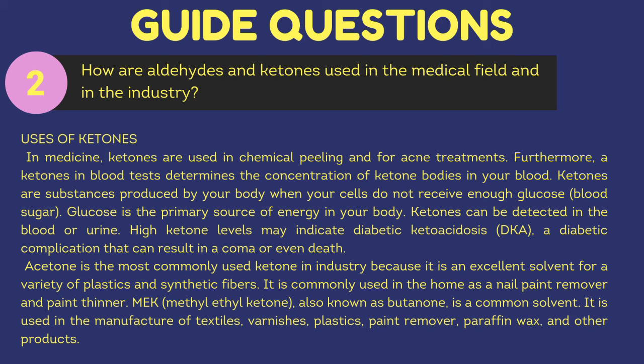Acetone is the most commonly used ketone in industry because it is an excellent solvent for a variety of plastics and synthetic fibers. It is commonly used in the home as a nail polish remover and paint thinner. MEK, or methyl ethyl ketone, also known as butanone, is a common solvent and it is used in the manufacture of textiles, varnishes, plastics, paint remover, paraffin wax, and other products.